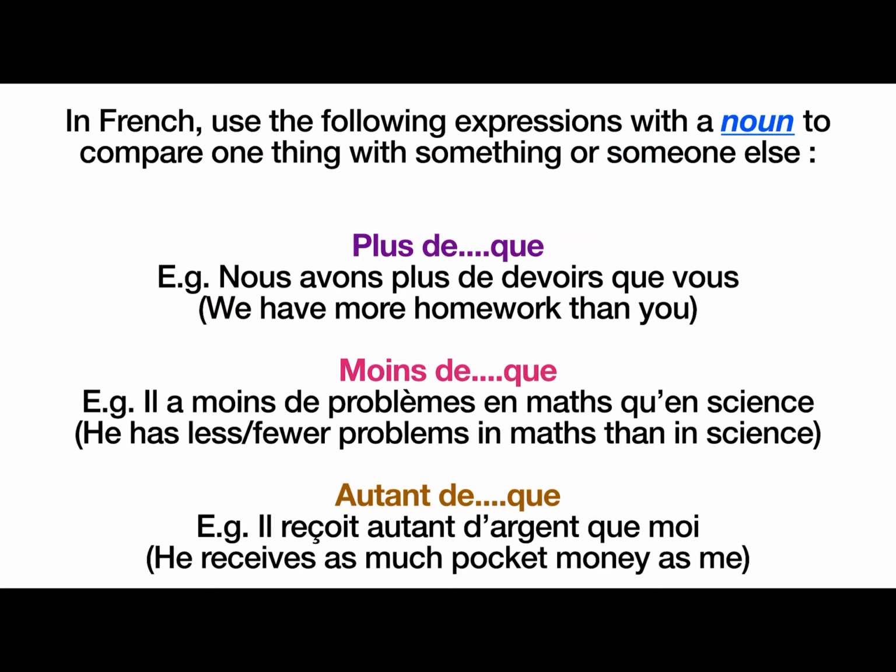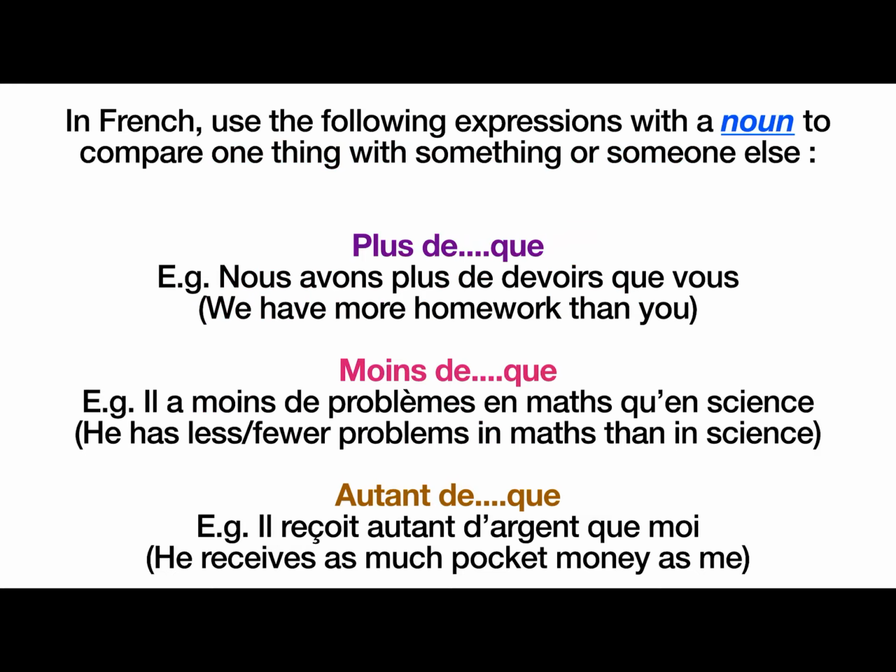For example, nous avons plus de devoirs que vous. So devoir is a noun. It means homework. So we have more homework than you. So we have more of homework than you. Moins de, followed by a noun, followed by que. Il a moins de problèmes en maths qu'en sciences. He has less or fewer of problems in maths than in science. And the final example is autant de, noun, followed by que. Il reçoit autant d'argent que moi. He receives as much money as me.